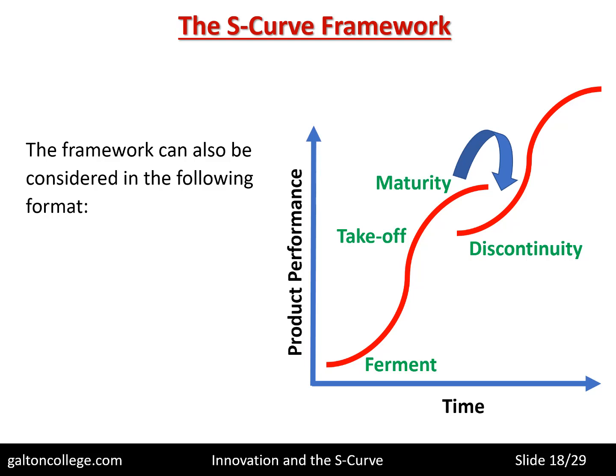So we can look at it in terms of this diagram, not one S-curve, but two S-curves. We have, in this case, ferment, takeoff, maturity, and discontinuity. I'll explain what I mean by those in a moment. But here we have the first one. When it reaches maturity, that's it. The company can't produce more with that particular technology. So it buys into a second technology, a better technology.